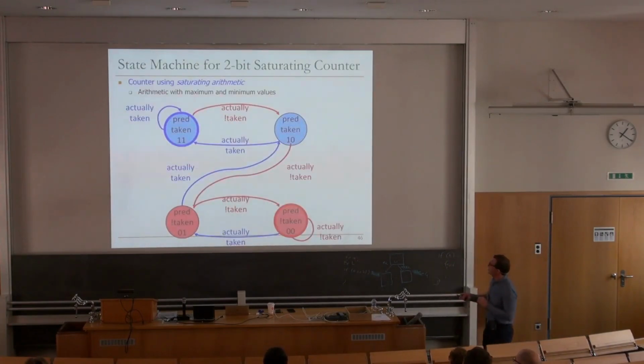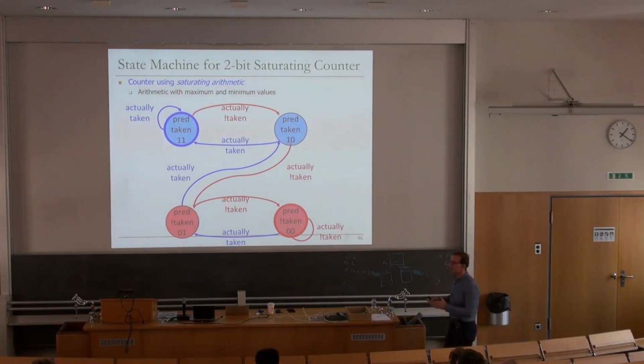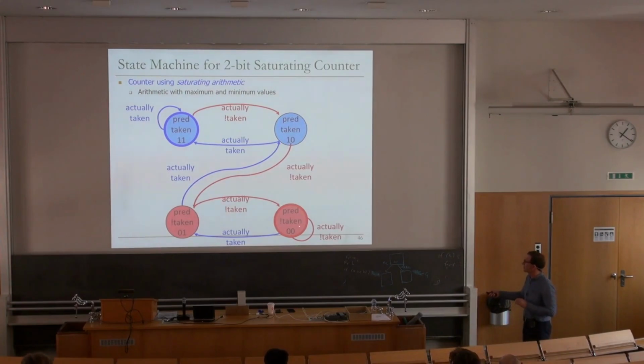So this is the state machine. It's really a counter, a specific counter that's using saturating arithmetic, right? If the counter is actually saturated, and if you get the same outcome, you stay in that state. Saturating arithmetic is arithmetic with maximum and minimum values, so you have a maximum value 3 over here, and you have a minimum value 0, and you stay at the maximum and minimum values whenever you increment the counter with the same outcome over here.